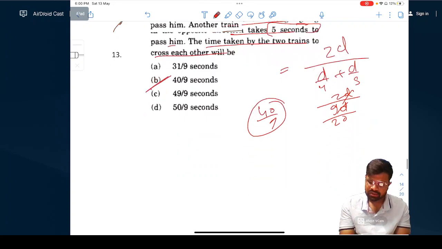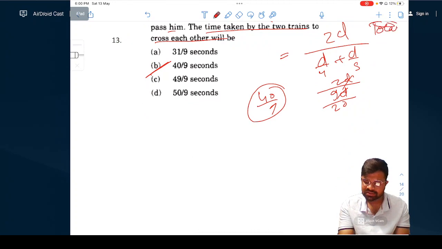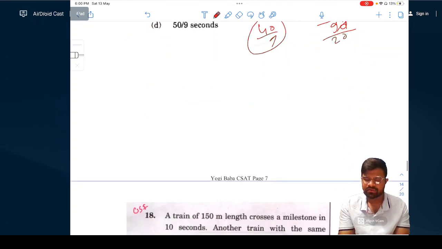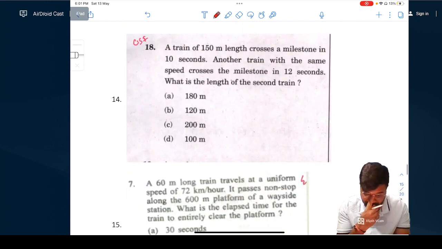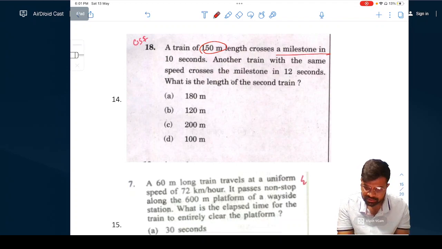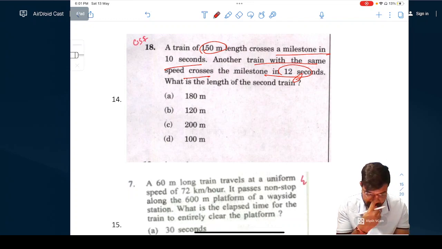Okay, you can do this calculation. This is total distance, this is your speed. Okay, distance upon speed is equal to time. Simple question. 14th question. A train is of 150 meter length, crosses a milestone in 10 seconds. Another train with same speed crosses the milestone in 12 seconds. What is the length of the second train?